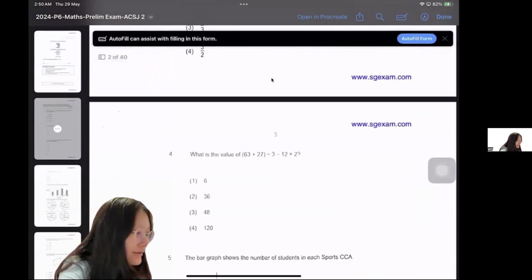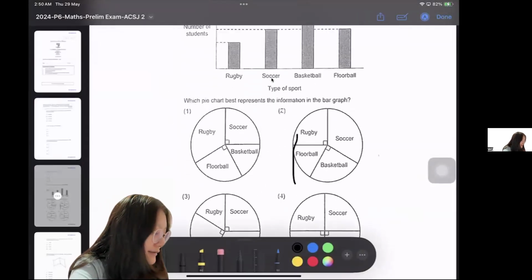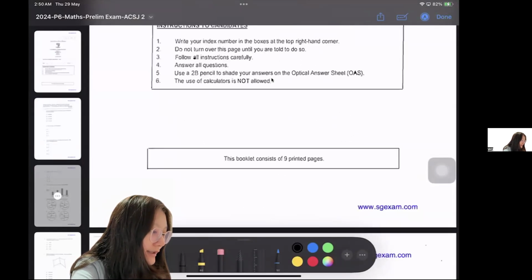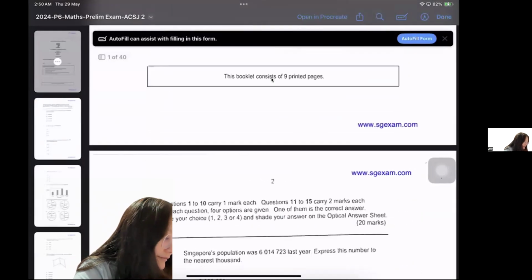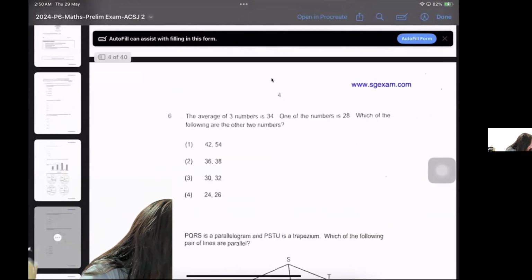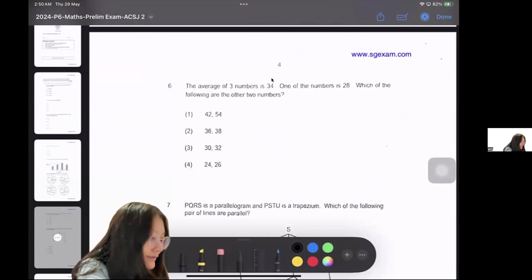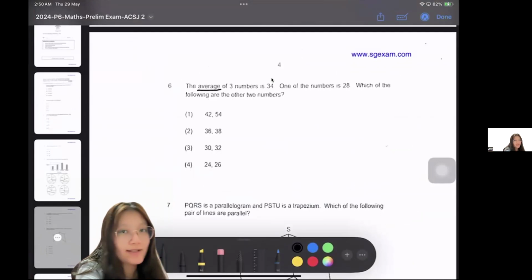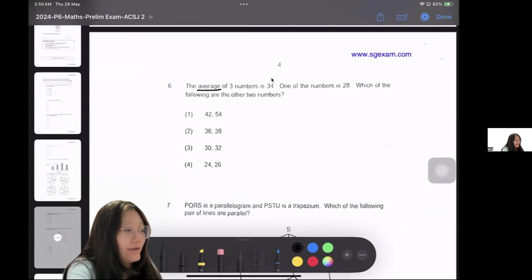Okay, the first one that we are going to be doing is, let's see. Okay, this one, it's about average. So let's underline together. It's the most important thing to do in your exam. Underline every question, okay? So the first thing they tell you is the average of three numbers is 34.